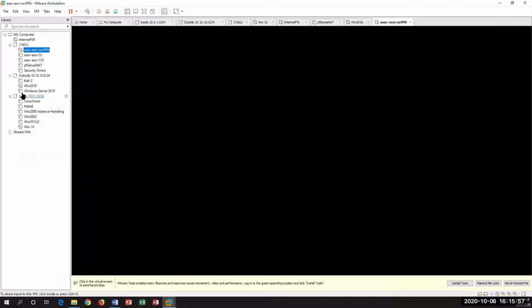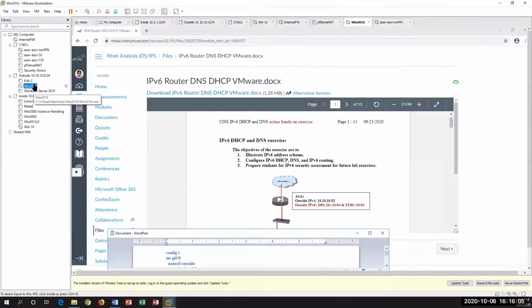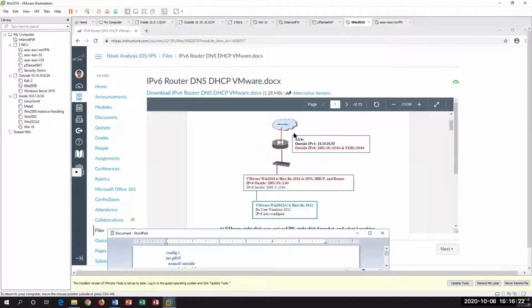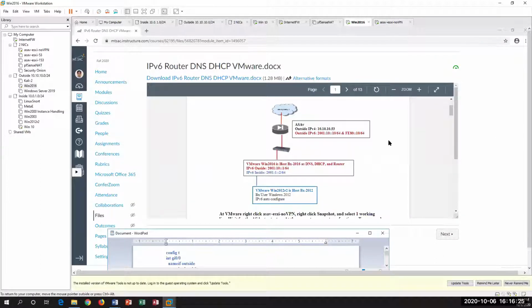And also go to your Windows 2016 and power it on. And then we are going to configure the IP addresses according to this DSCP exercise here. I will put this topology up online into your IPv6 folder as well. But basically what we want to do is to show you how to capture those packets that we mentioned between the Windows 2016 here and the ASAV here.